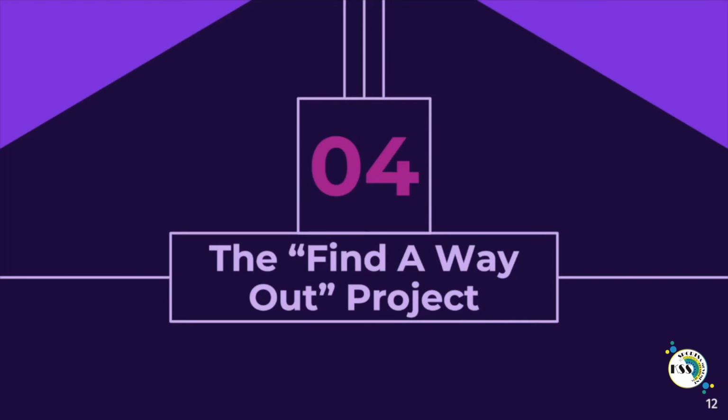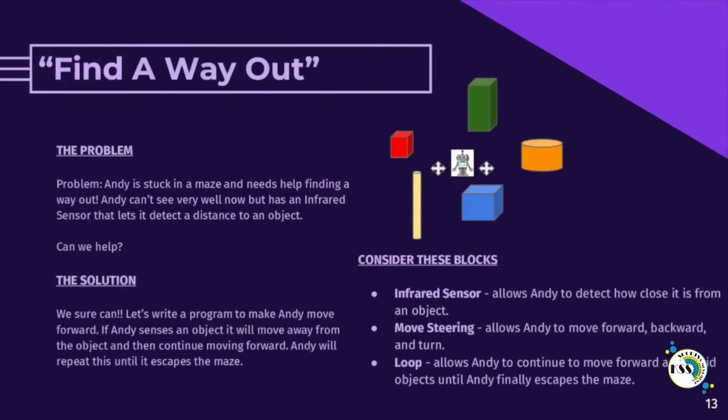Moving into our fourth section, we're going to work on our second project, Find a Way Out. The problem is that Andy is stuck in a maze and needs help finding a way out. Andy can't see very well, so he has an infrared sensor that lets it detect a distance to an object. Can we help? Sure we can.